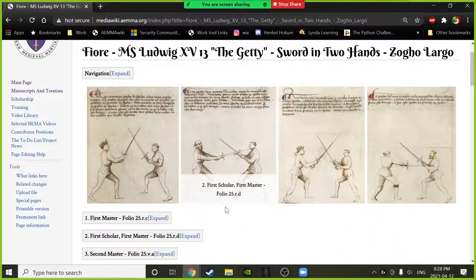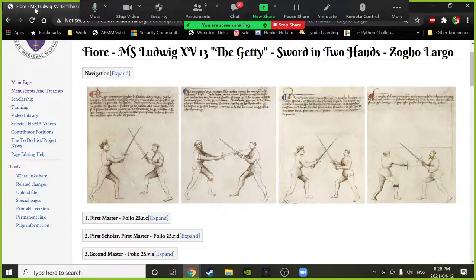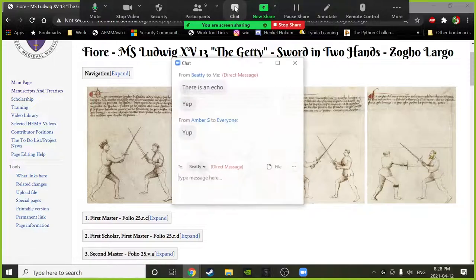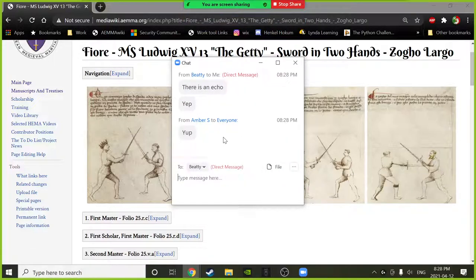Okay. So we're all in Zoom now, are we? Can everybody see my screen? Can anybody not see my screen? Silence is good. Okay, great. So there we are. There's chats. Yep, everybody, there is an echo. Oh, we solved the echo, right?